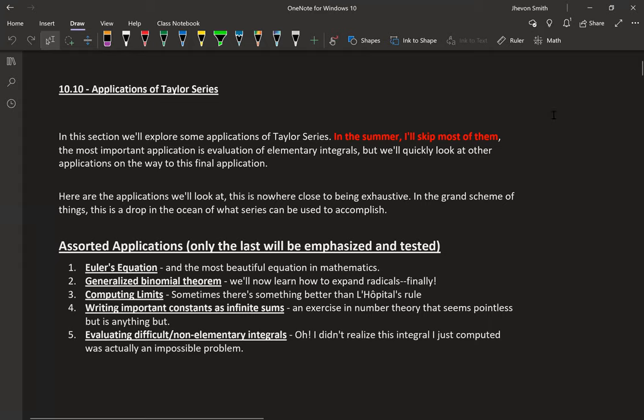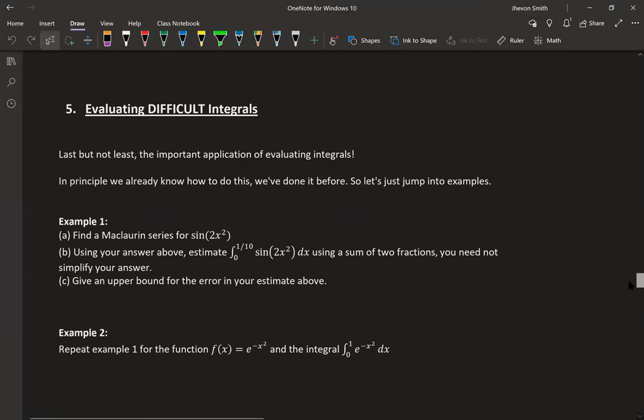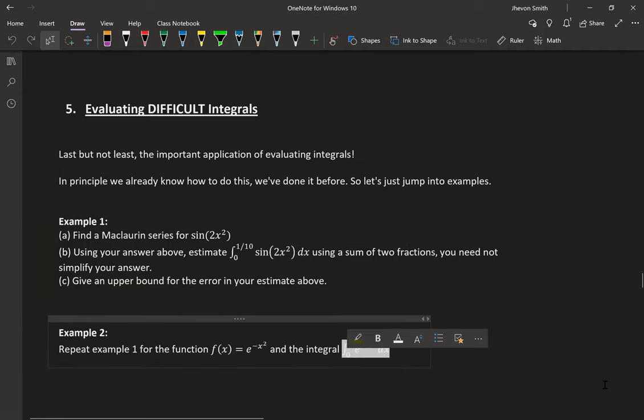Now, the most important application, again, full disclosure, is this one. Using Taylor series to evaluate difficult integrals, non-elementary integrals, right? So if you go down to the bottom, here I have some integrals that are actually impossible to do by hand. There's that important guy again, the integral from 0 to 1 of e to the minus x squared. You actually know enough now because we actually did it. Just replace this guy with the series and you can actually do the computation.